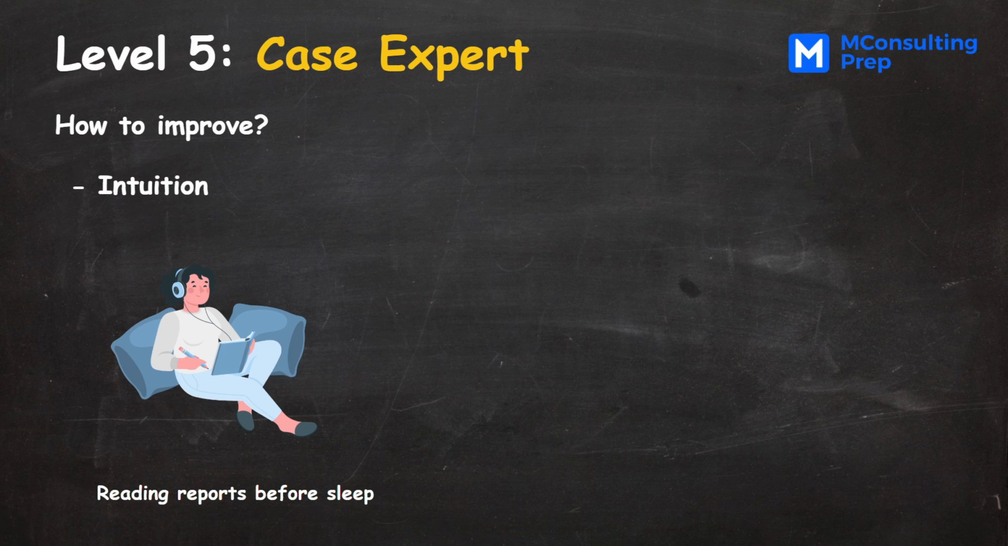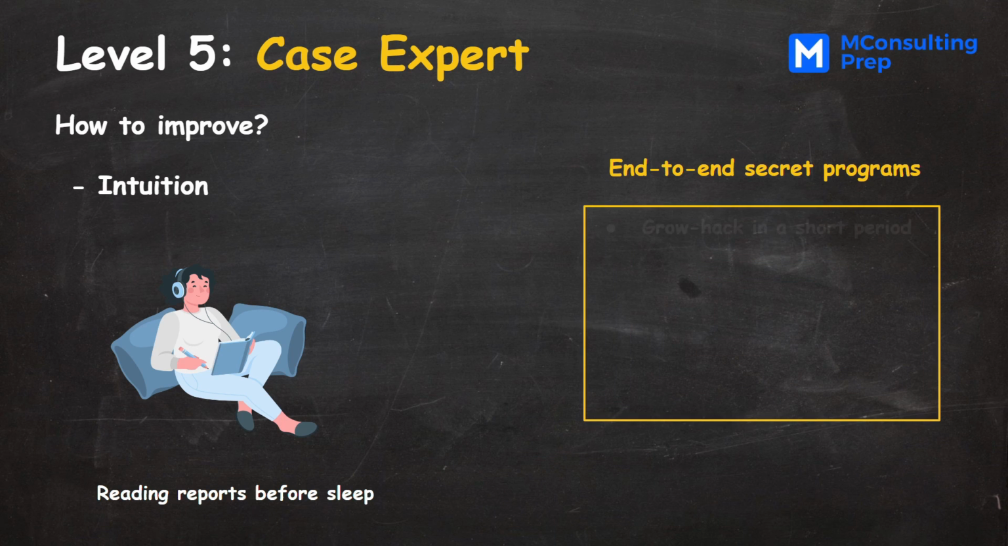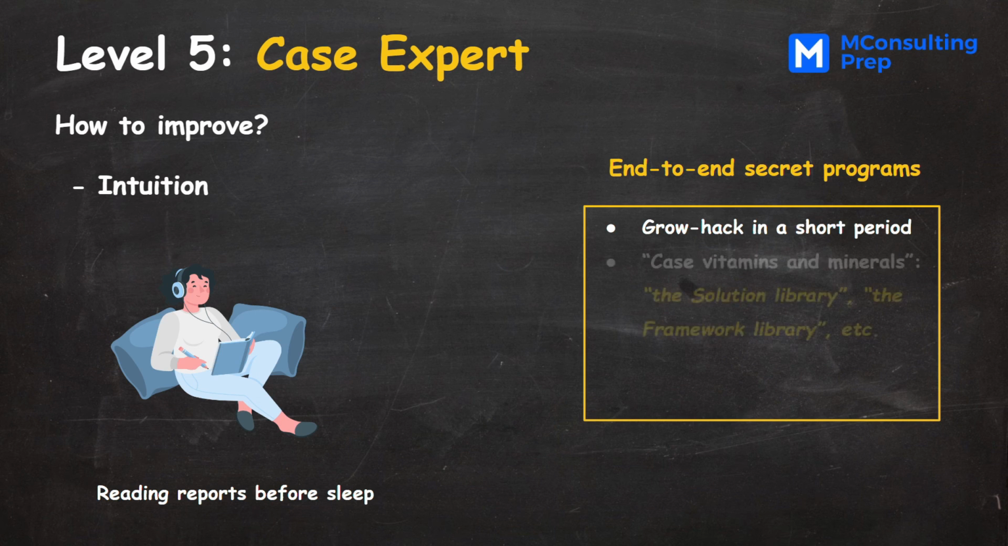For those that don't have the luxury of time, I include in the end-to-end program a big portion about intuition and how to growth hack it in a short period. My methodology is like taking multivitamin pills instead of organically getting them over time from various food sources. We formulated, concentrated, and packaged, condensed and balanced with all of the necessary case vitamins and minerals. Something like the solution library, the framework library, the data sources index, strategy terminology, etc.